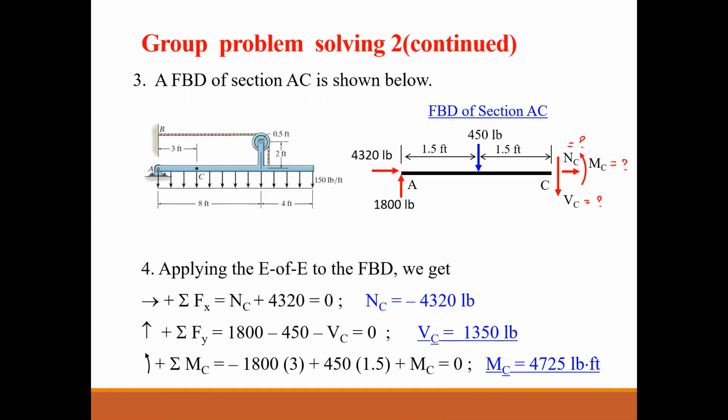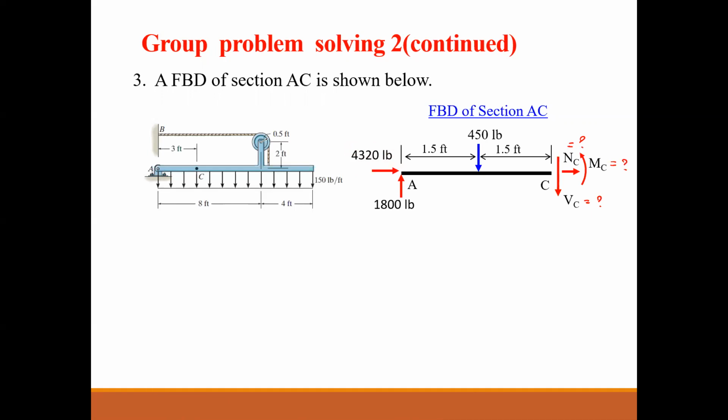For VC, it's easy because if you write sum of Fy equals 0, this one and this one are the only forces in the y direction. And the last one is the sum of the moment about a good point. What is a good point? It's C. If you want to find the moment about C, it's a good point because all these unknowns pass through this point. So go ahead, write sum of Fx equals 0, sum of Fy equals 0, and find all these internal forces.